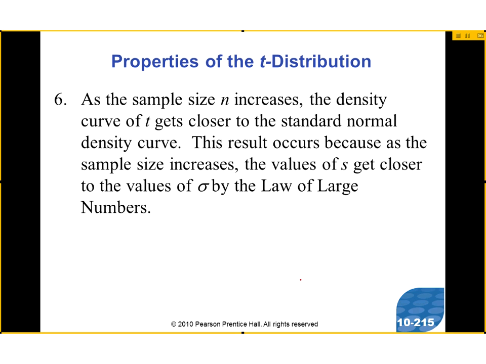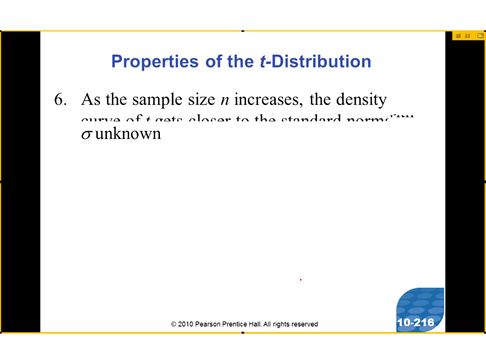Now, one interesting thing, as the sample size increases, the density curve of t gets closer to the standard normal density curve. So with a very large sample, if n is 1,000, let's say, you're going to find that your critical value for t is going to be almost the exact same as the critical value for z, and that your curves are going to look very similar. And that's by the law of large numbers.